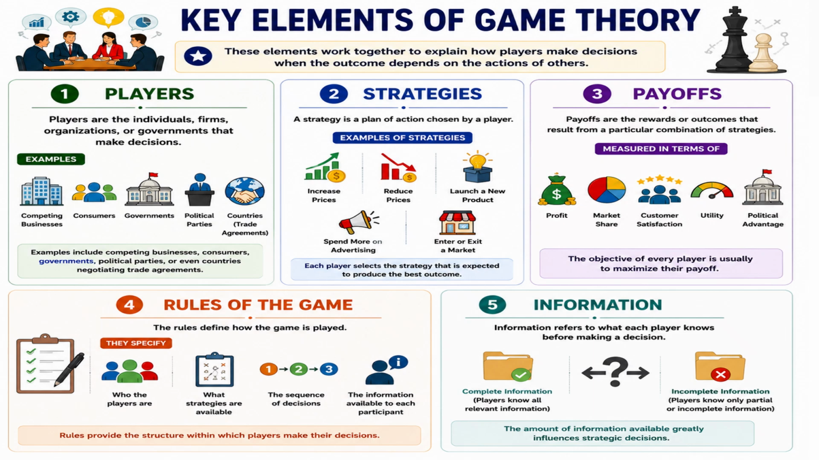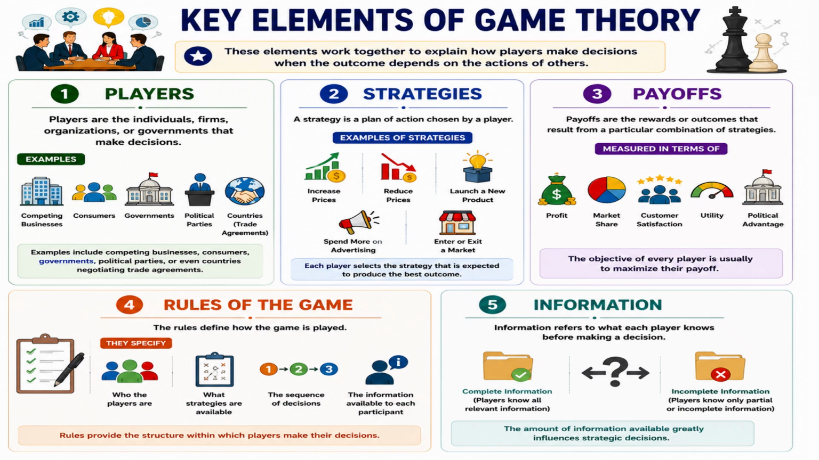Fourth is rules of the game. The rules define how the game is played. They specify who the players are, what strategies are available, the sequence of decisions, and the information available to each participant. Fifth is information. Information refers to what each player knows before making a decision. Sometimes players have complete information, while in other situations they have only partial or incomplete information. The amount of information available greatly influences strategic decisions.